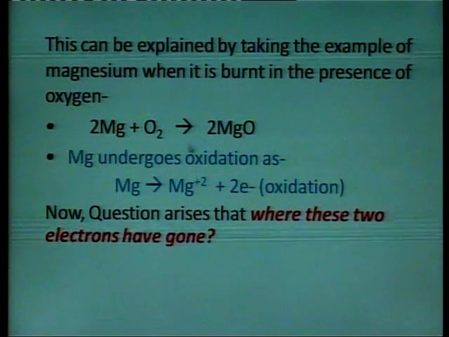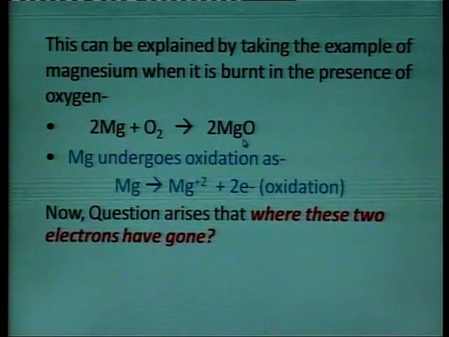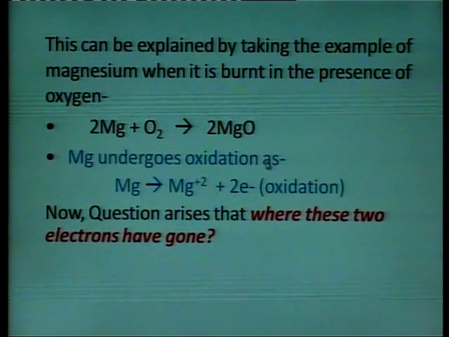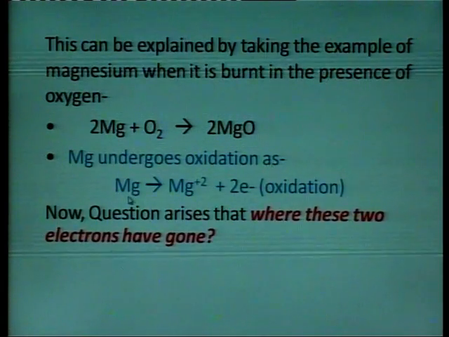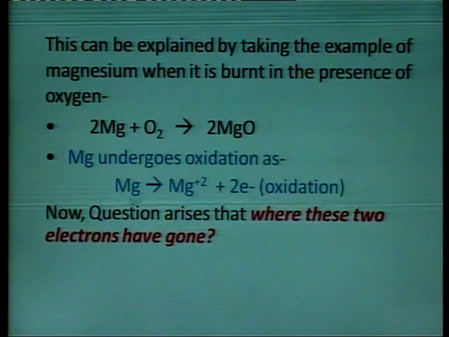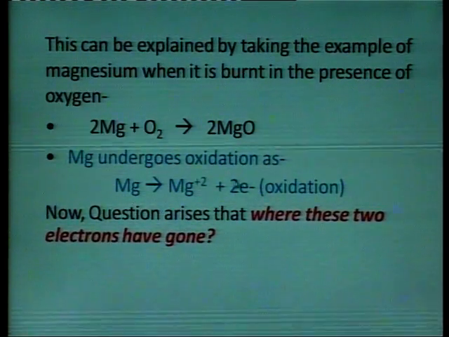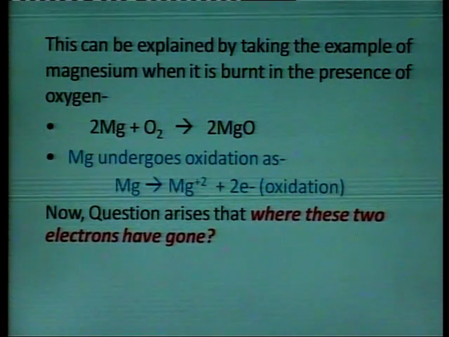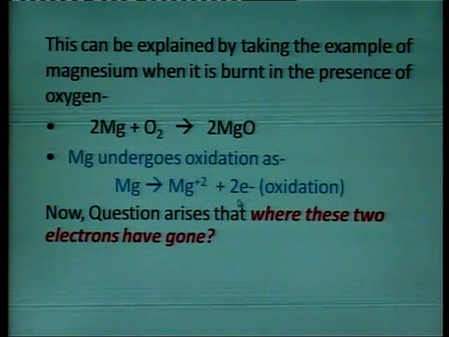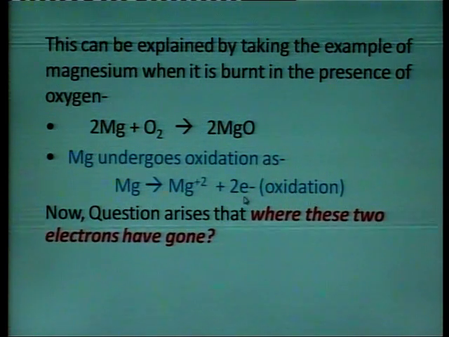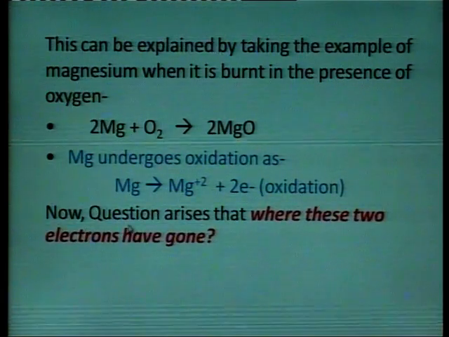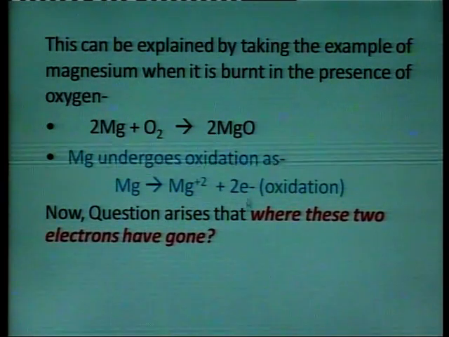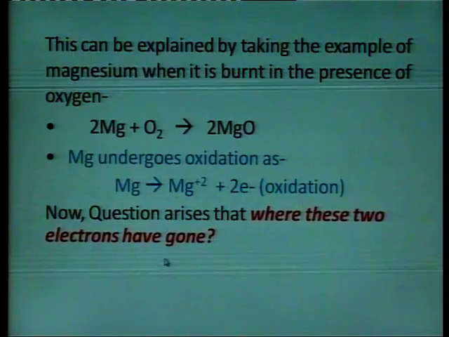But this reaction occurs in two steps. In the first step, what happens? Magnesium undergoes oxidation as shown, that is, magnesium loses 2 electrons and changes into Mg2+ ion. That is, oxidation is taking place, meaning loss of electrons is occurring. Now, there is a question for you: where have these electrons gone? That means, these 2 electrons, where will they go?